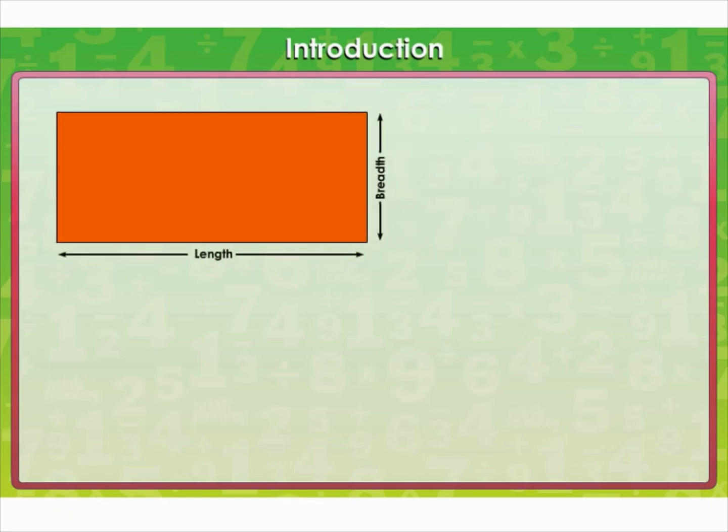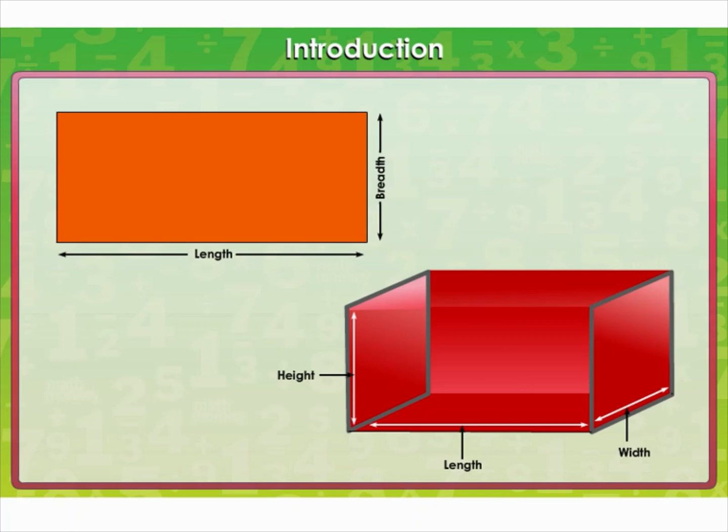Introduction. You know what plane shapes and solid shapes are. Plane shapes have two measurements like length and breadth, and therefore they are called two-dimensional shapes. Solid shapes have three measurements like length, breadth, height, or depth. Hence, they are called three-dimensional shapes.